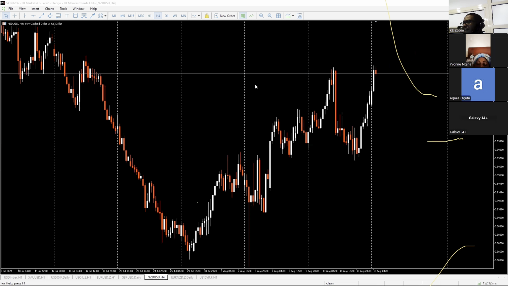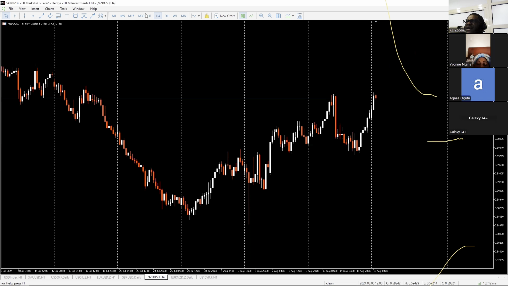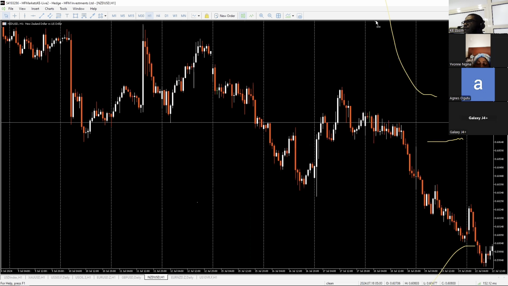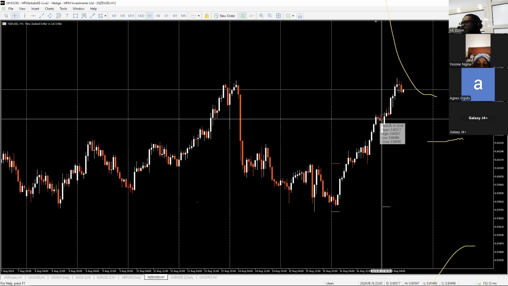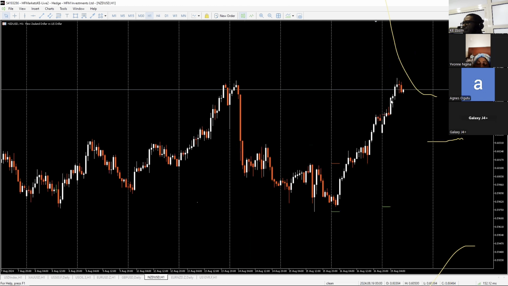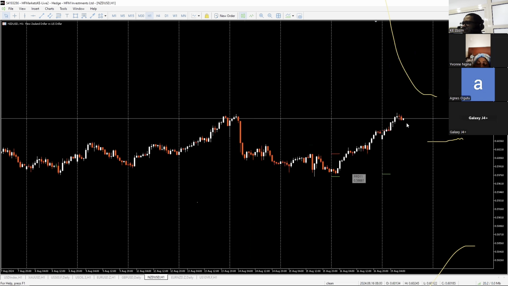If you look at the New Zealand dollar, it has been rallying very strongly this morning. You can look at this bar right here. Let's look at the 1 hour time frame, for instance. Since the whole of last week entering into this week, this was on Friday, you can see how the New Zealand dollar has essentially been rallying.